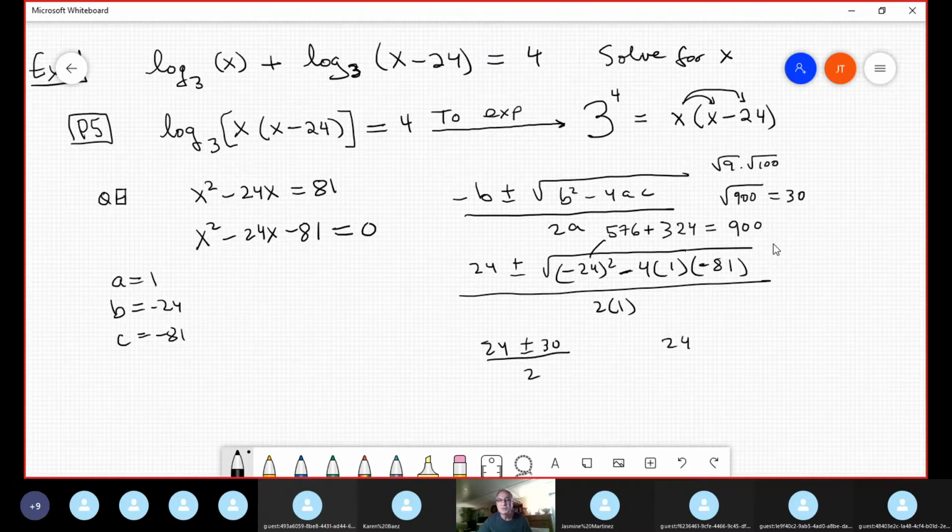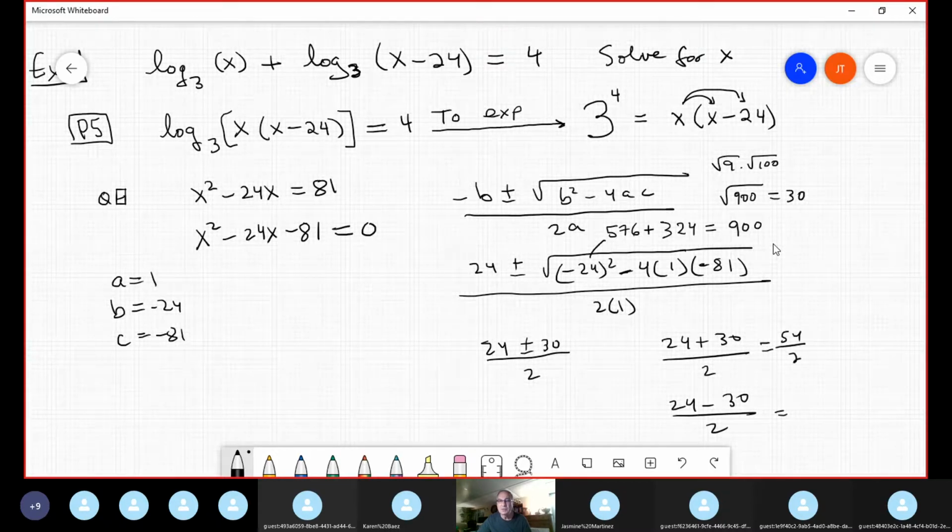I separate it in 2 pieces, the positive piece and the negative piece. Okay. So this is 54 divided by 2, which is 27, no? And this is negative 6 over 2, which is negative 3.